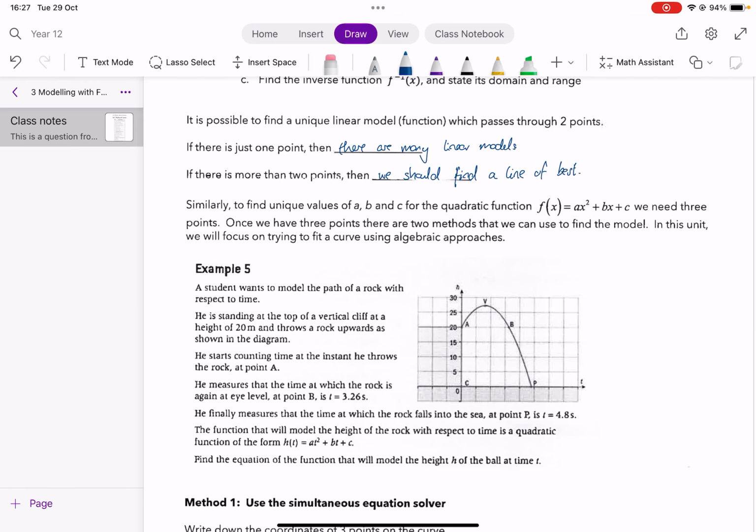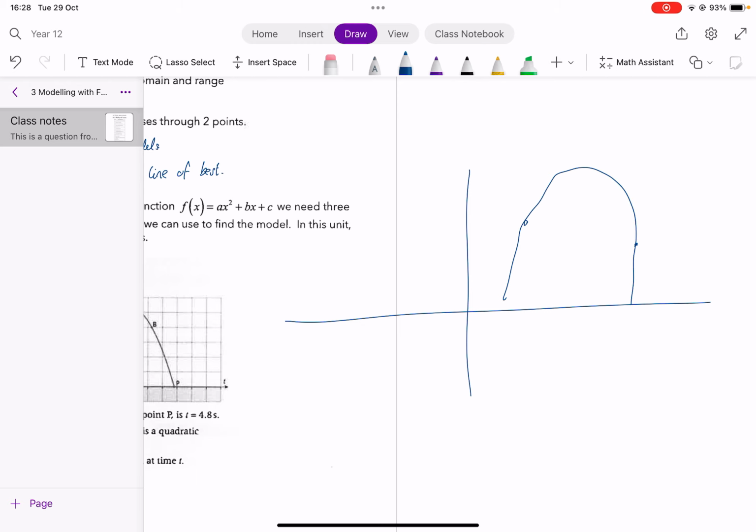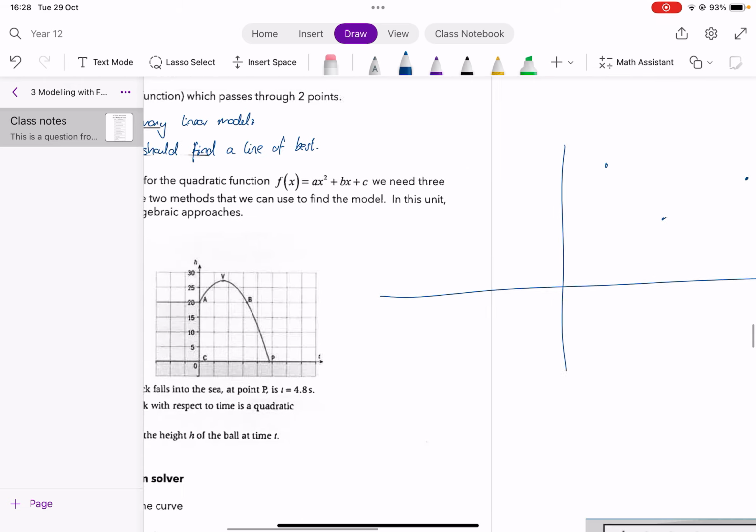Okay, so if we've got quadratics, we can't have a unique quadratic that goes through 2 points. There's too many options. We could have a quadratic that went like this, we could have a quadratic that went like that, we could have one that went like this. There's too many options. So we actually need 3 points. If we've got 3 points, there is a unique quadratic that will pass through all 3 of them, and that's what you're going to explore today.